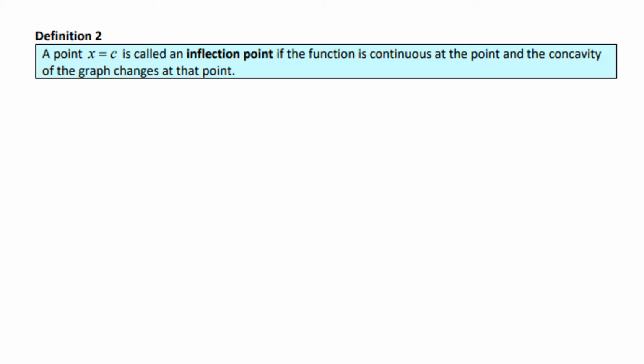We have another important definition today. The point x equals c is called an inflection point if the function is continuous at the point and the concavity of the graph changes at that point. Some calculus books do say that an inflection point has to have a tangent at the curve, but the notes that I'm sharing with you today do not insist upon that requirement.